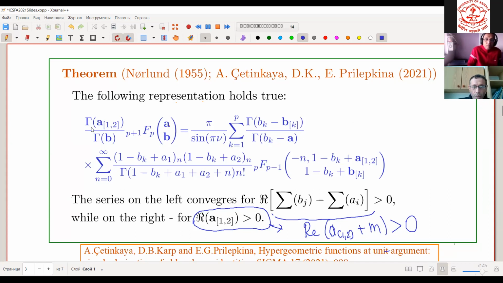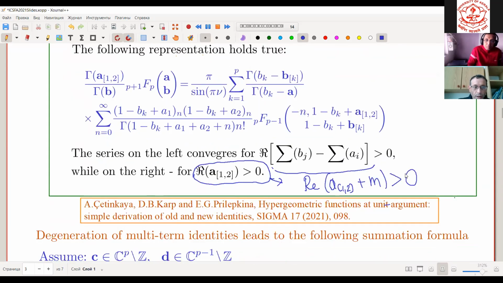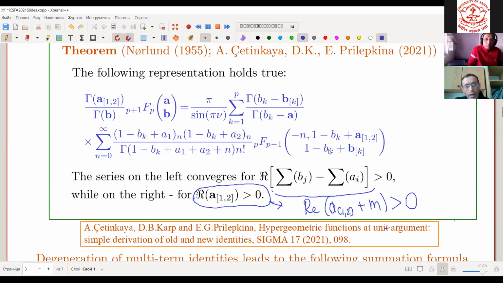Well, simple, but I haven't seen this before. If we use these multi-term identities, they always have a term of this type, which becomes infinity if one of the differences here is a negative integer or 0. But actually, the function on the left does not become infinite.